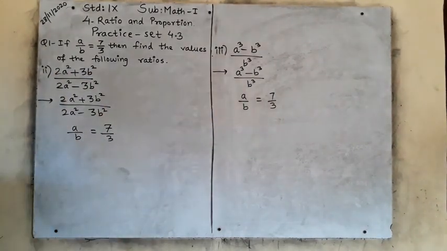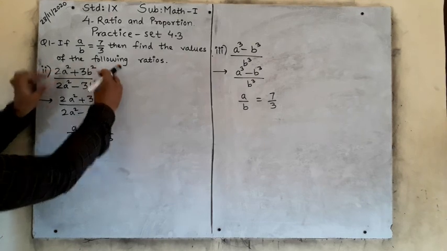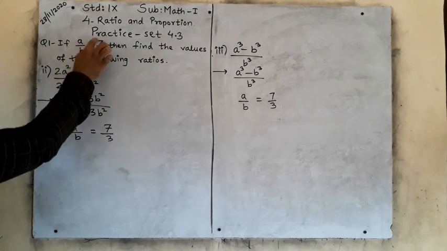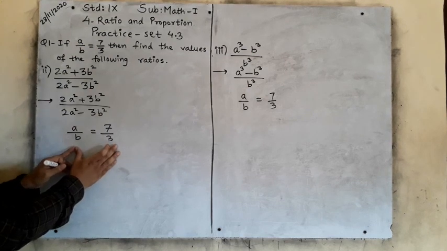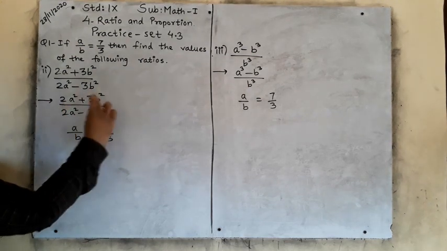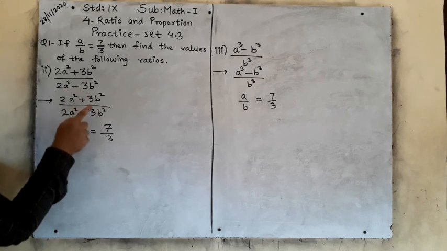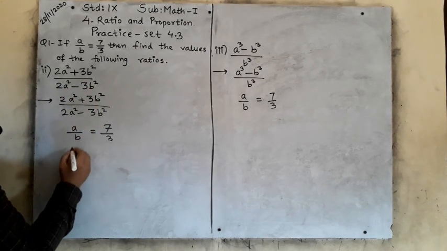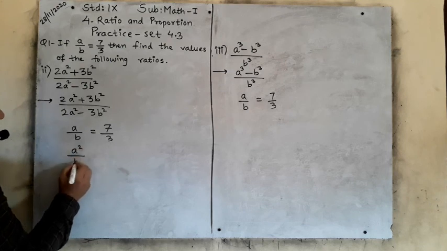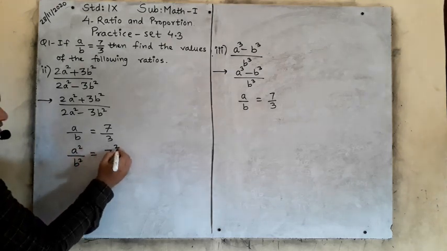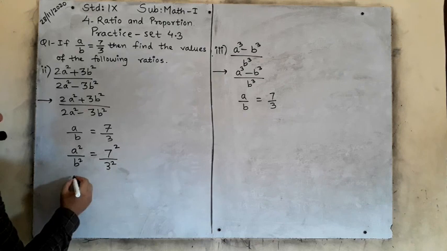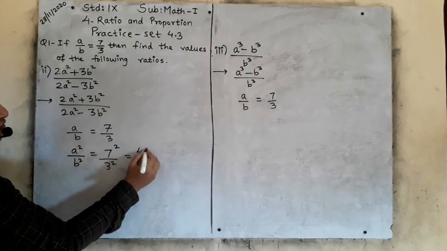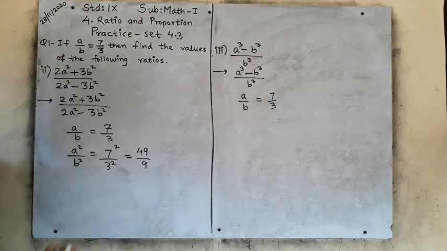Okay, look at the board please. Here, first we will write the question. Okay, and then what is given in the question? A upon B is equal to 7 upon 3. We have written over here. But in this given ratio, see, A is square and B is also square. It means you will make it square. A square, B square. Therefore, 7 square and 3 square. So A square, what will be the answer of this? 7 square means 49 and 3 square means 9.